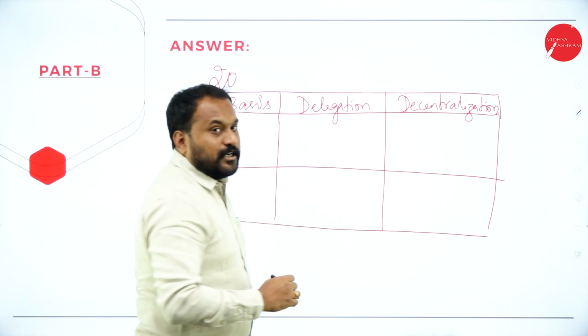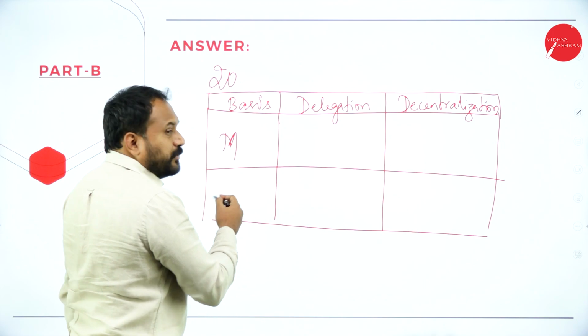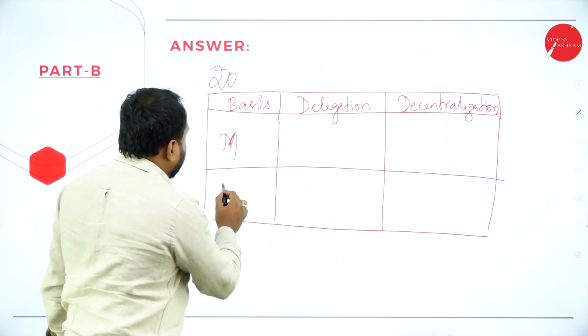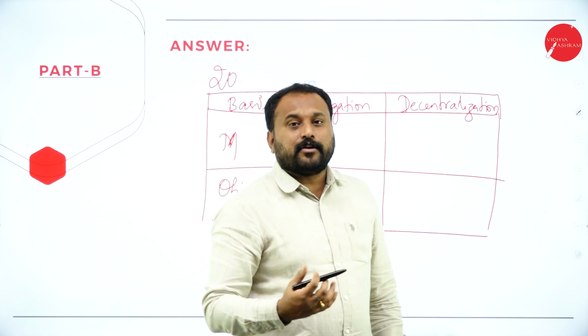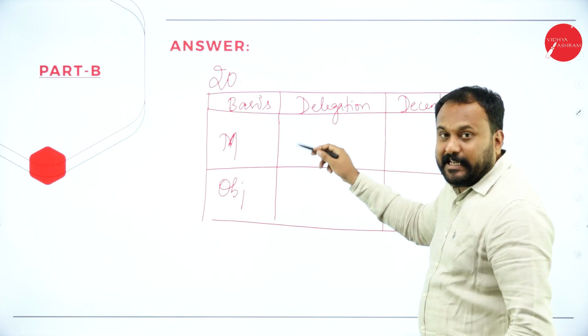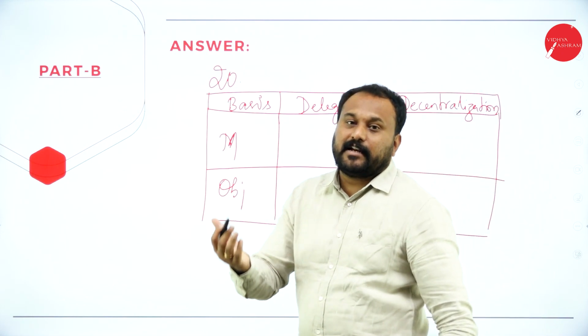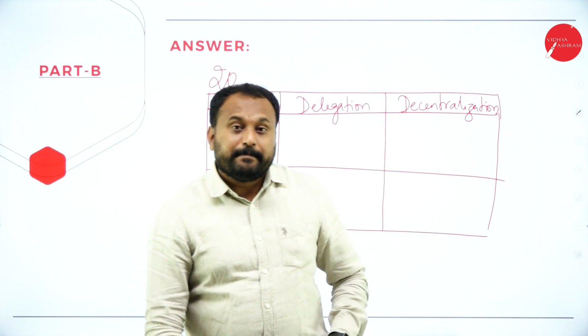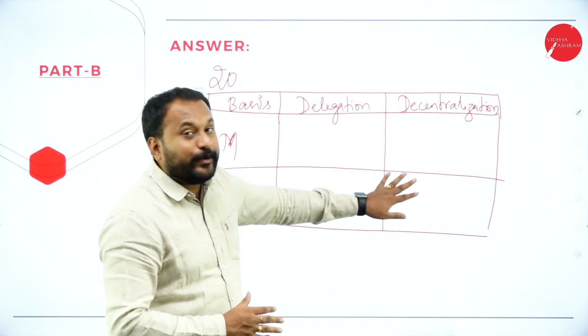Decentralization. Now, any two factors you can go with. You can go with the meaning, you can go with their objective, or you can go with their role. You can go with any kind of comparison. Now, you write the delegation, the meaning, and the delegation, the objective. Decentralization, the meaning, the decentralization, the objective. Many times, people have lost marks by not following this.